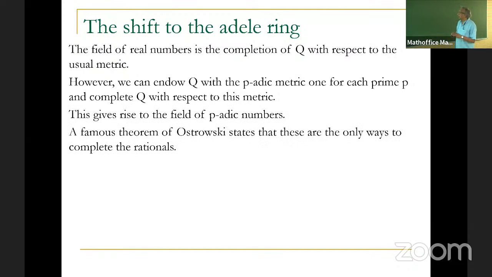And now a famous theorem of Ostrowski says that these are the only ways of completing the rational numbers. So now what do we have? We have a new interpretation of the concept of a prime. See, prime numbers are not numbers which don't have non-trivial factors. That was a Euclidean view, fine. But the modern 20th century view is that a prime number corresponds to a valuation or a metric on the rationals.